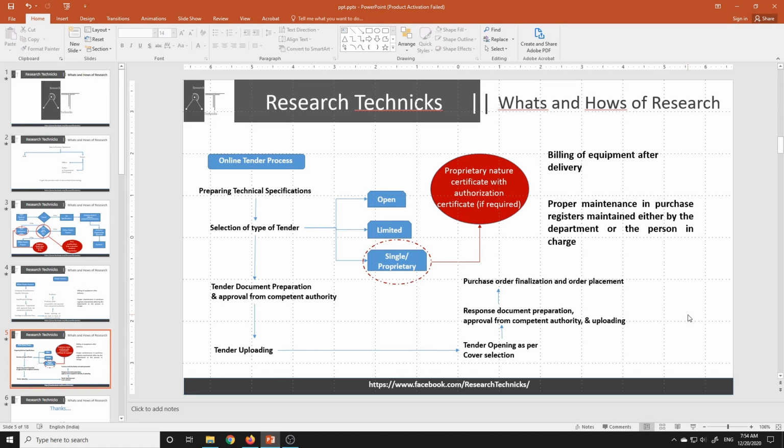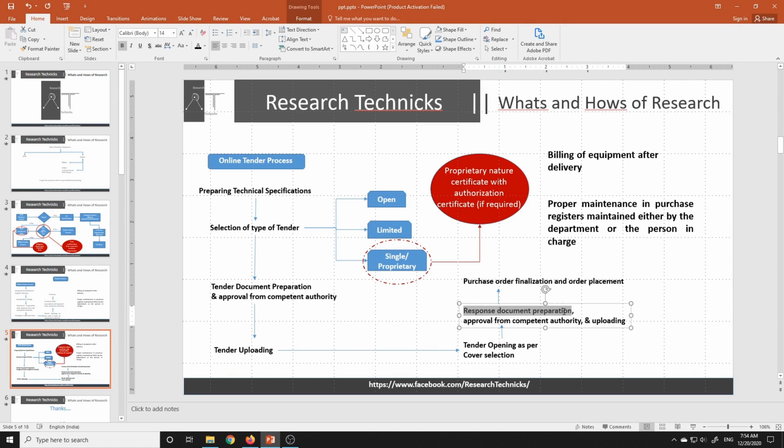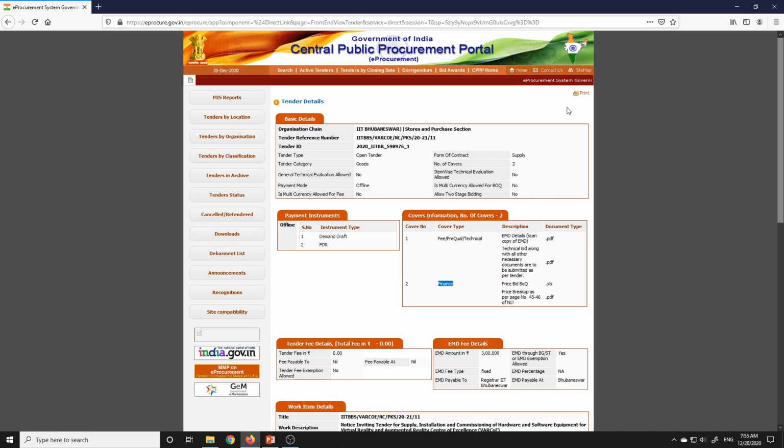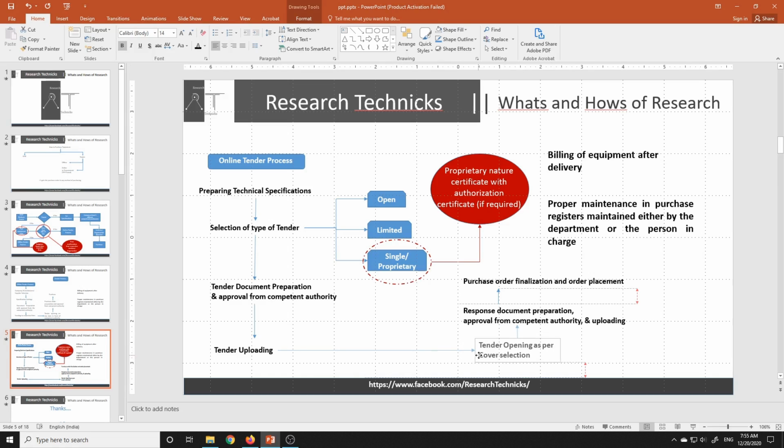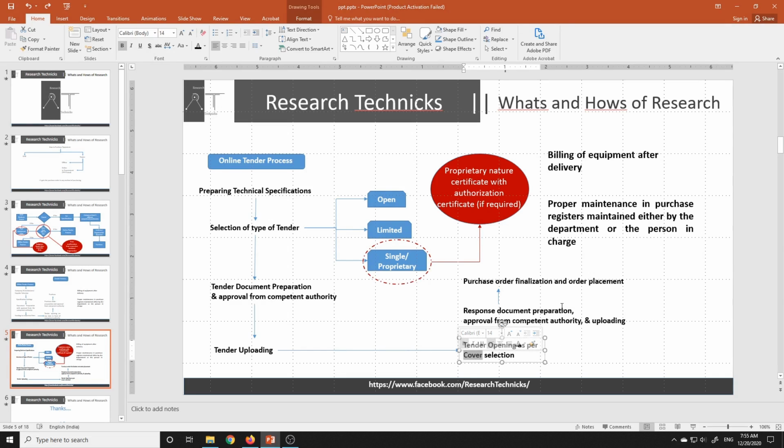Once the technical cover has been opened, you will prepare the response document stating that firm 1, firm 2, firm 4 have been technically qualified. The competent authority will approve, and that will be uploaded again in this CPPP portal. Once that has been done, again the second cover, the financial cover will be opened.